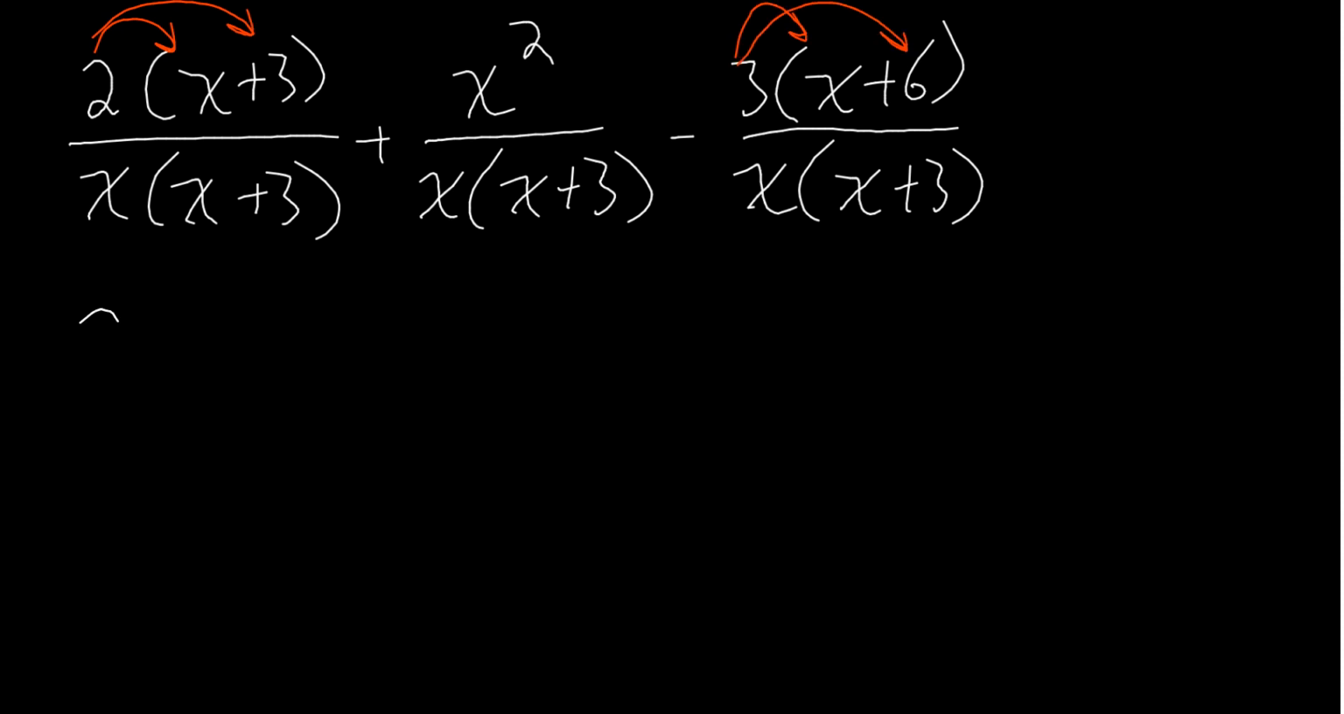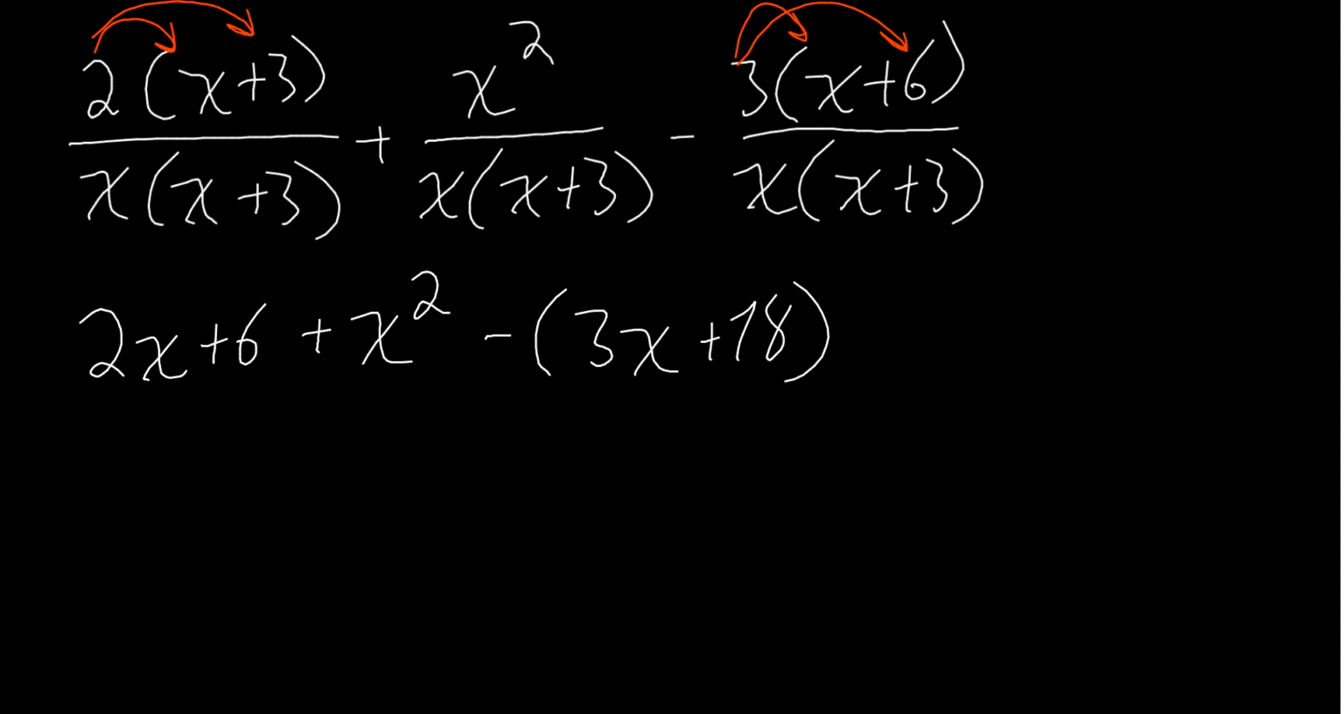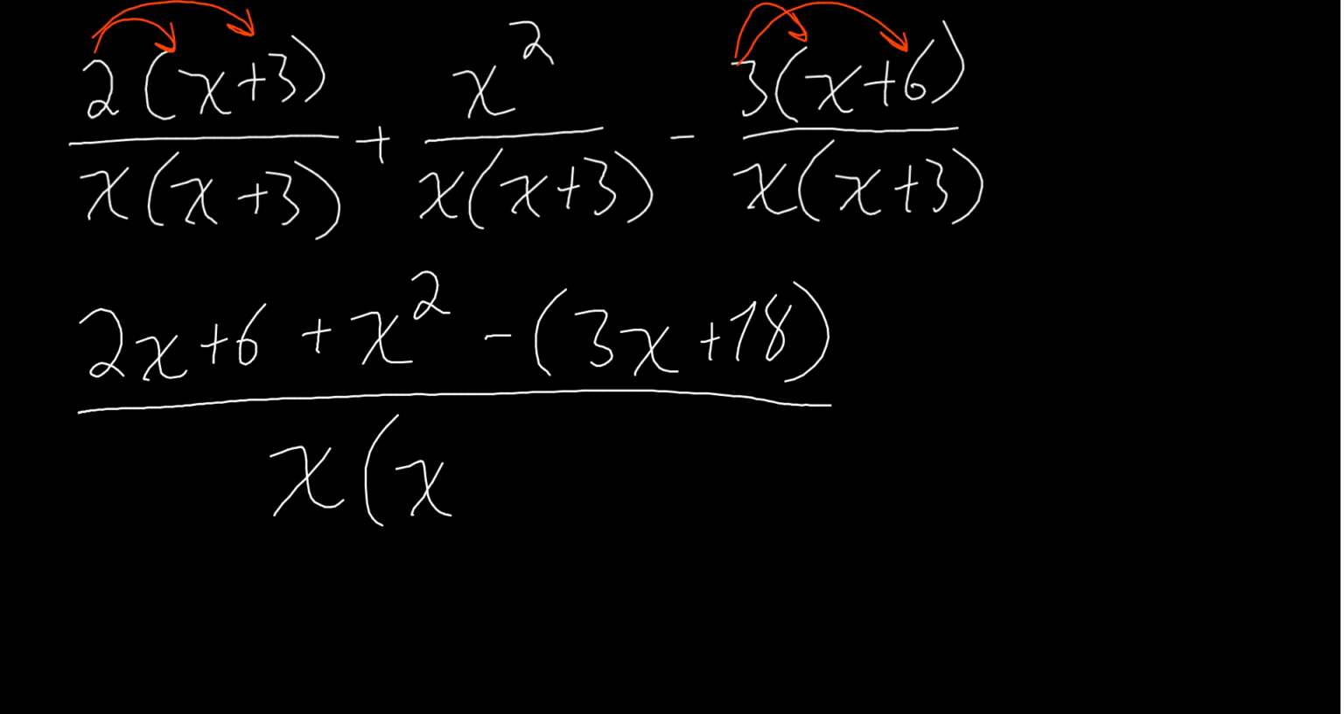So we're going to have 2x plus 6, and then it's plus x squared, which is right here, plus x squared, and it's going to be minus, and we're going to put in parentheses, minus 3x plus 18. Okay, and again, this subtraction sign is very important, because we're subtracting everything in the parentheses there. All right, and it's all that over x plus 3.